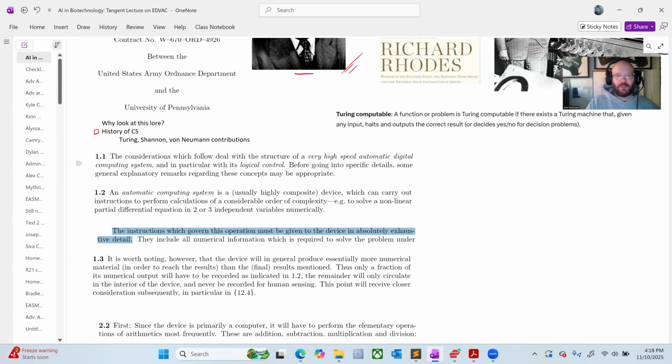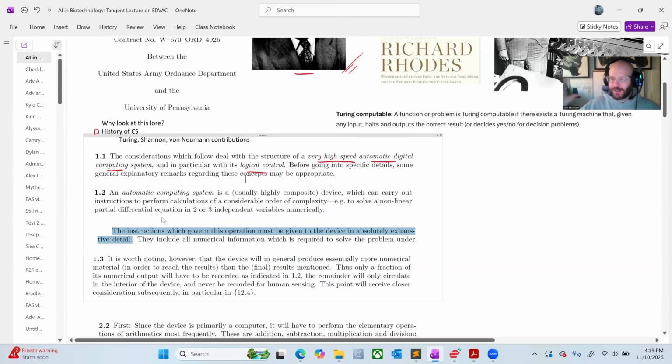So what von Neumann wants to build is a very high-speed automatic digital computing system. So not the Turing machine, not the simple tape. He wants to build a high-speed electrical computing system with logic control. That's the start of this paper.